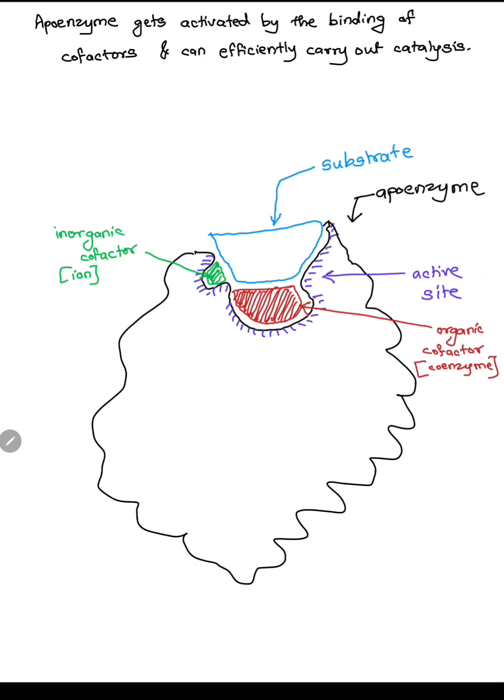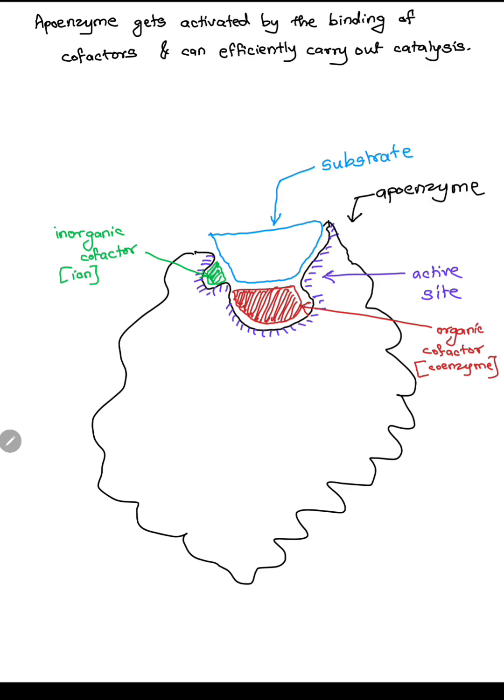So we saw that holoenzyme is made up of apoenzyme or the protein part of the enzyme and then the organic cofactor coenzyme, and there is also inorganic cofactor. So all enzymes may not have coenzyme. Some may have only coenzyme, some may have a coenzyme plus an inorganic cofactor. So this is a generalized diagram.